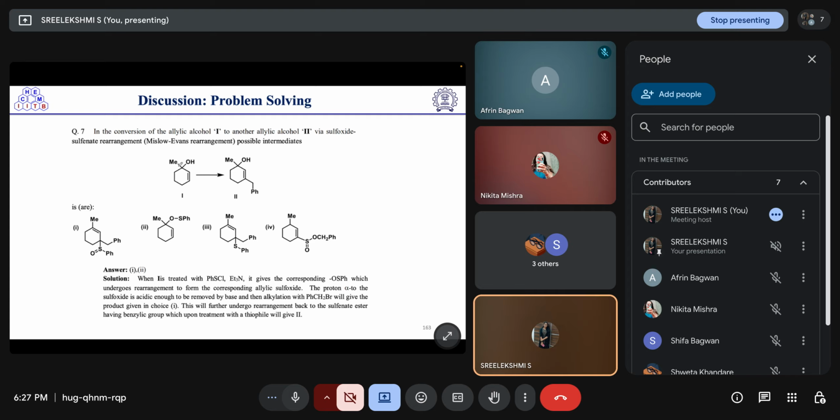So first, it is like protection with triethylamine that will abstract the proton from this hydroxyl group and that will attack over this sulfur. So OSPh will be formed. This will be formed. Then in the next step, what is happening? This will attack over this double bond. This will come over here and this bond will break. So we will be getting this particular intermediate.